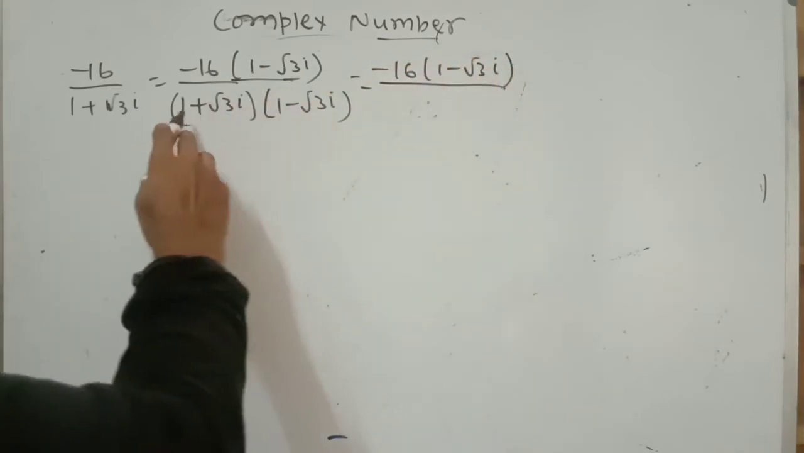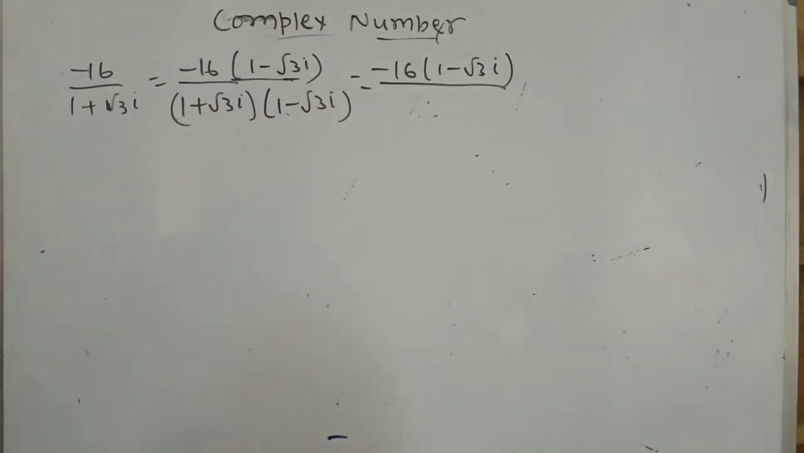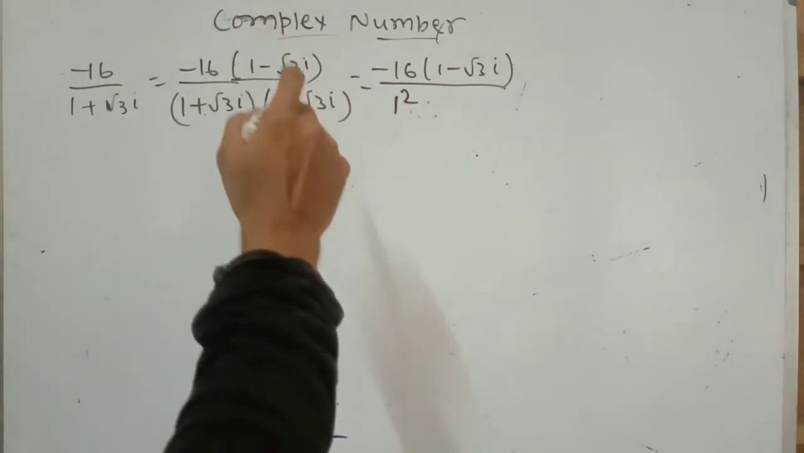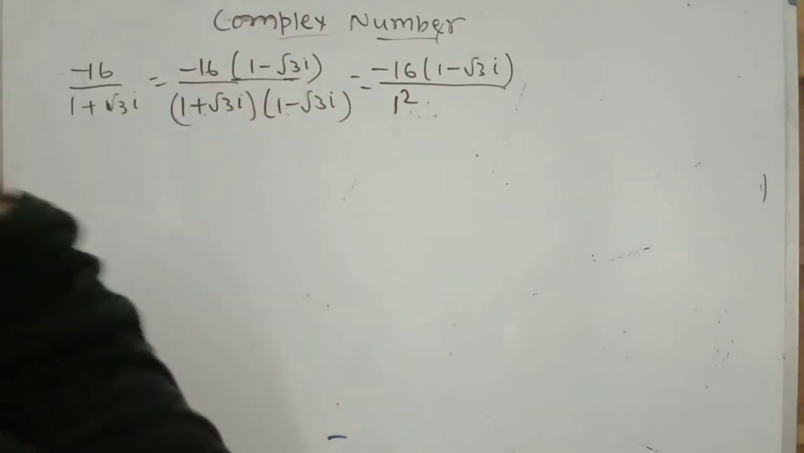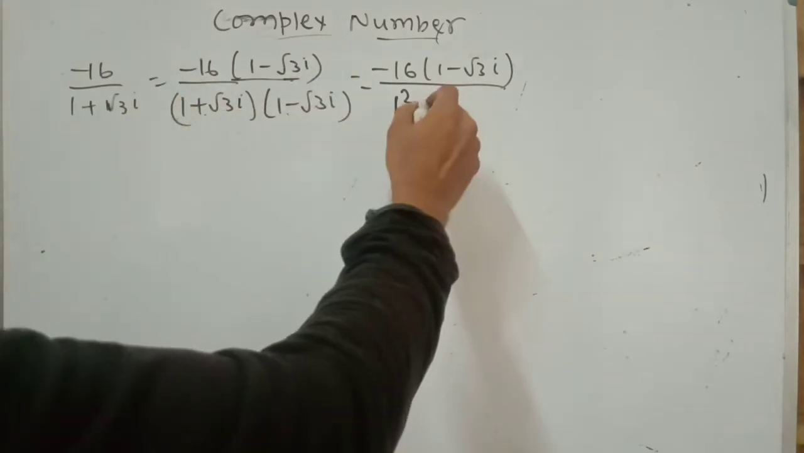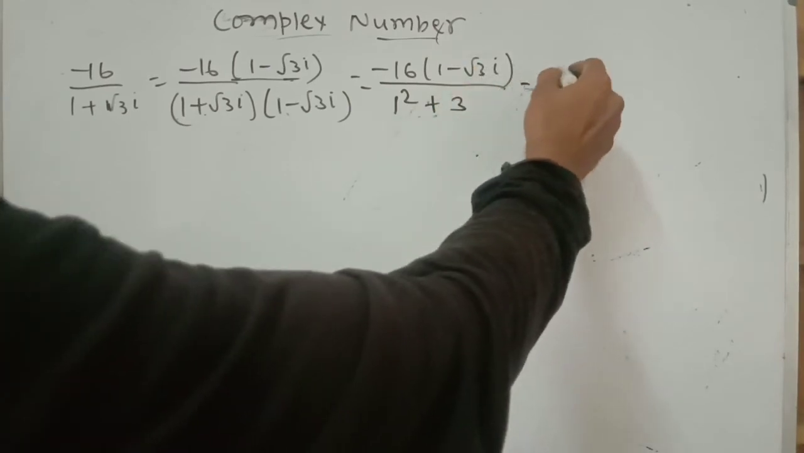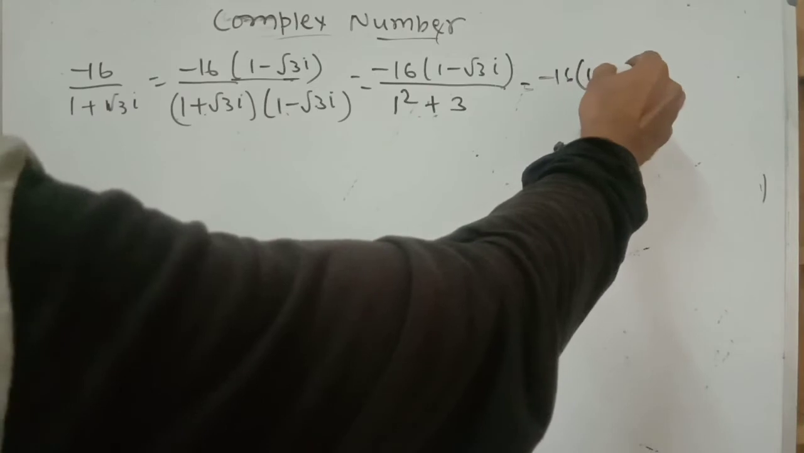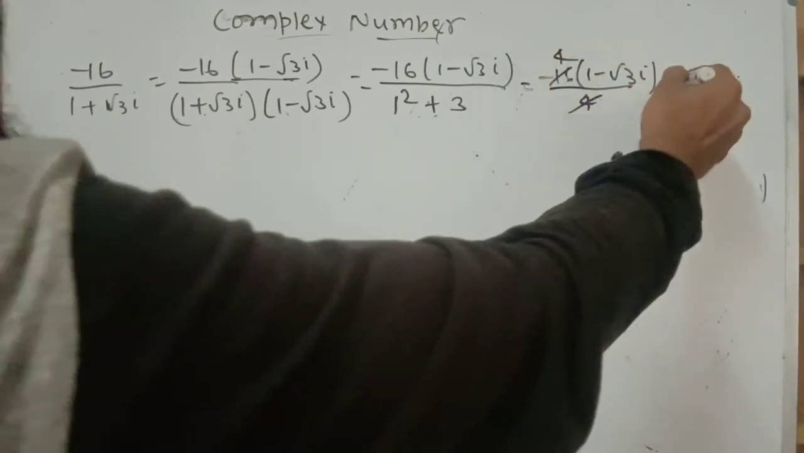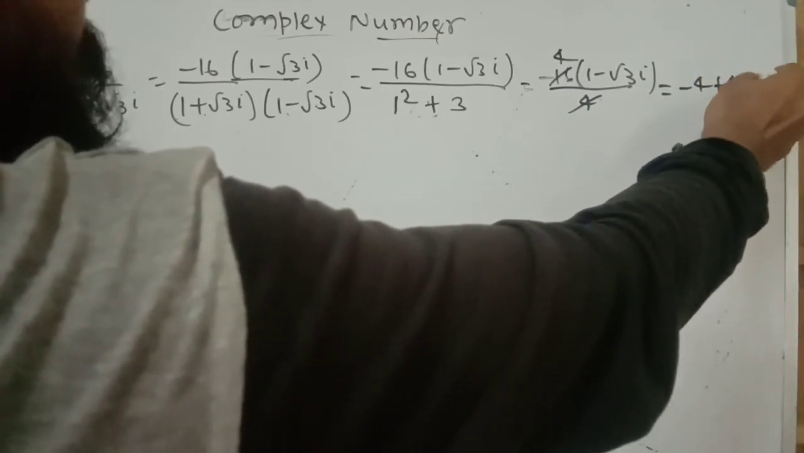So now the denominator: 1 into 1, 1 square. A plus b, a minus b is a square minus b square. So it will become 1 minus (root 3 square), root 3 square is 3, and i square is minus 1, so minus minus plus, 3. So 1 plus 3 becomes 4. Then minus 16 into (1 minus root 3i) over 4, 16 divided by 4 is 4, so it becomes minus 4 plus 4 root 3i.